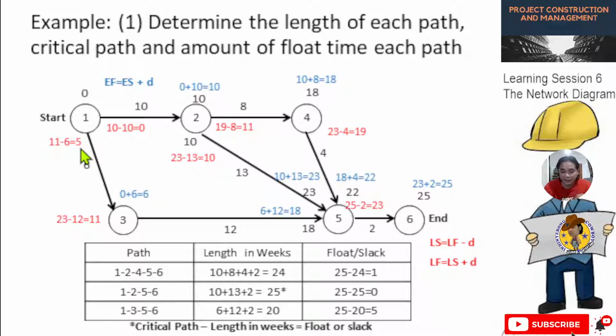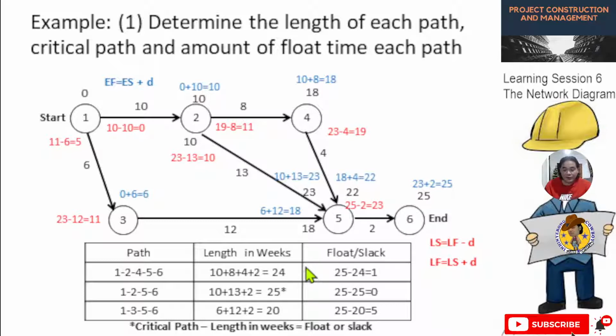And for the critical path, we have three paths. So 1, 2, 4, 5, 6 is path 1. Then path 1, 2, 5, 6. Then 1, 3, 5, 6. So determine the length of each path. For the length, we have 10, 8, 4, and 2. So the total number of days for this one is 24.